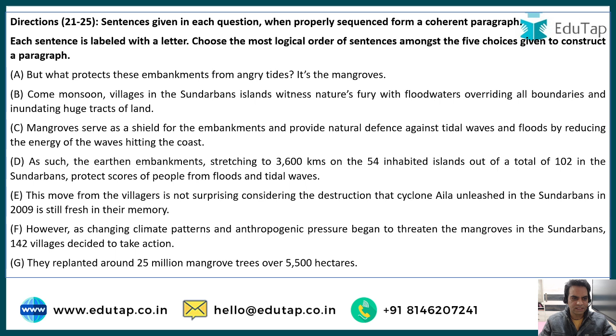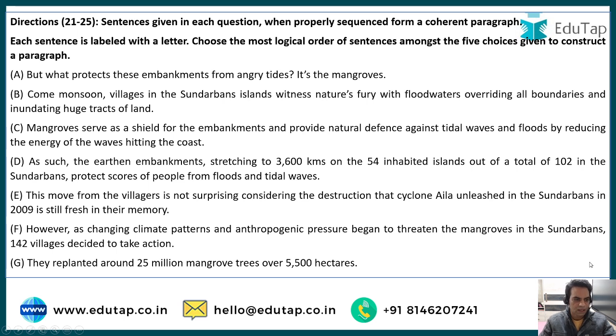But what protects these embankments? So guys, if a sentence begins with a conjunction, that cannot be the first sentence. I'm looking for my first sentence. Come monsoon, villages in Sundarbans Islands witness nature's fury with floodwaters overriding all boundaries and inundating huge tracts of land.